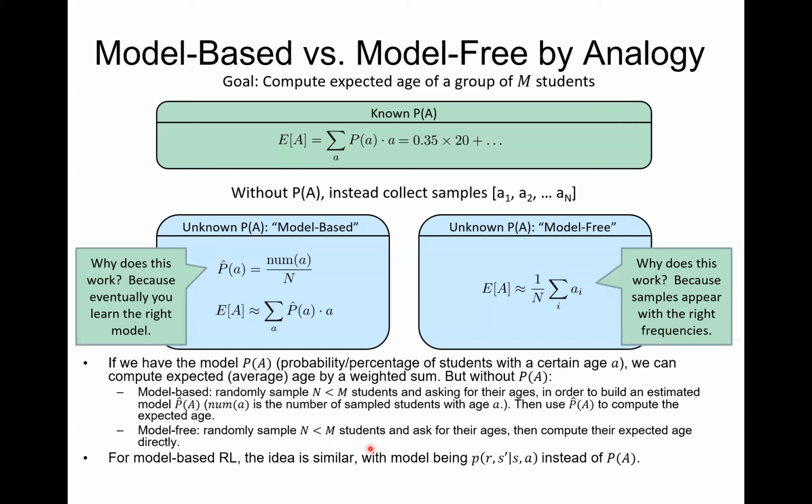For RL, the idea is similar. You simply replace the capital P(A) with the MDP model. Why does model-based work? Because if you sample enough, eventually you will learn the right model, the right percentage of students in each age group. And why model-free works is because the samples appear with the right frequencies if you sample uniformly.